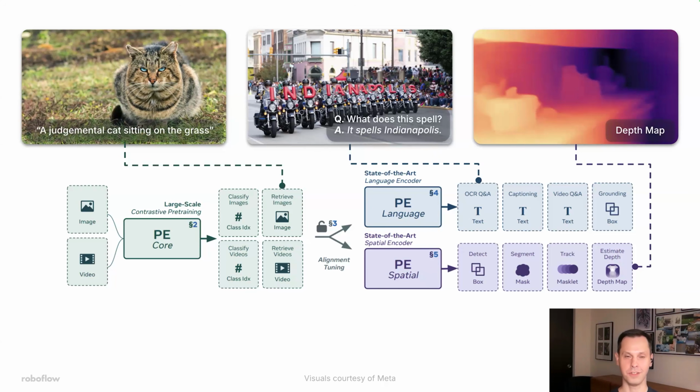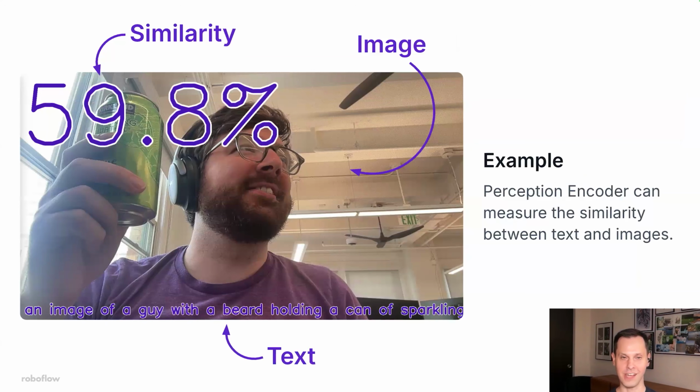Speaking of using PE on different kinds of images and videos, and getting to know the capabilities, I want to go to our next slide here. Peter, I was hoping you could let us know a little bit about what's going on in this image. I see there's an image of a guy with a beard, some text, and a similarity percentage. Could you explain what we're seeing here?